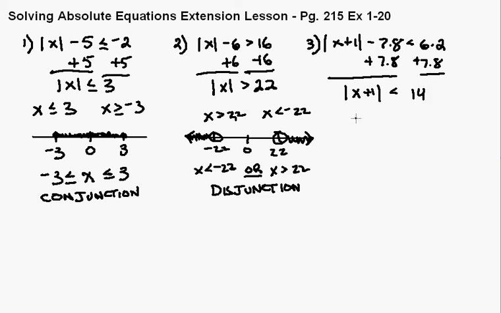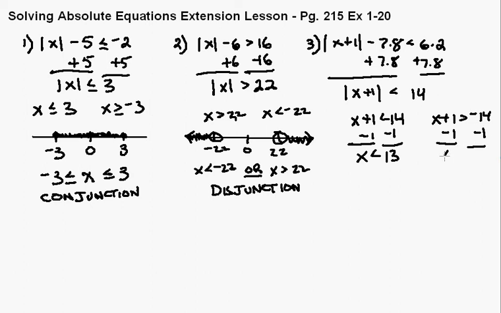So this now turns into two inequalities. I have x plus 1 less than 14. I have x plus 1 greater than negative 14. Now, subtracting 1 from both sides of this inequality, I get x less than 13. Subtracting 1 from both sides of this inequality, I get x greater than negative 15.